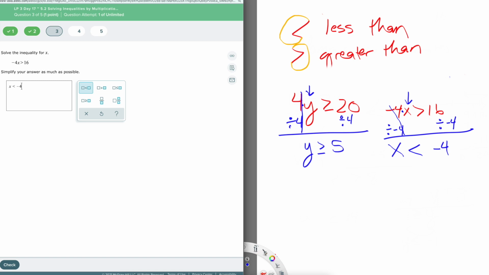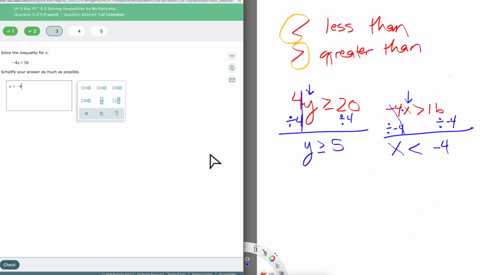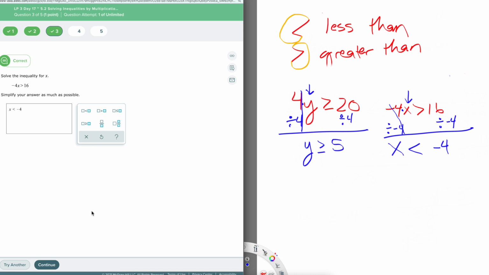It flips it. And we can think of it, when we're multiplying or dividing by negative numbers, as the opposite of. So the opposite of greater than, for 16 divided by 4, is less than negative 4. So we're just doing the opposite of. It's just kind of a simplified way of thinking of it. That's why we flip it around.